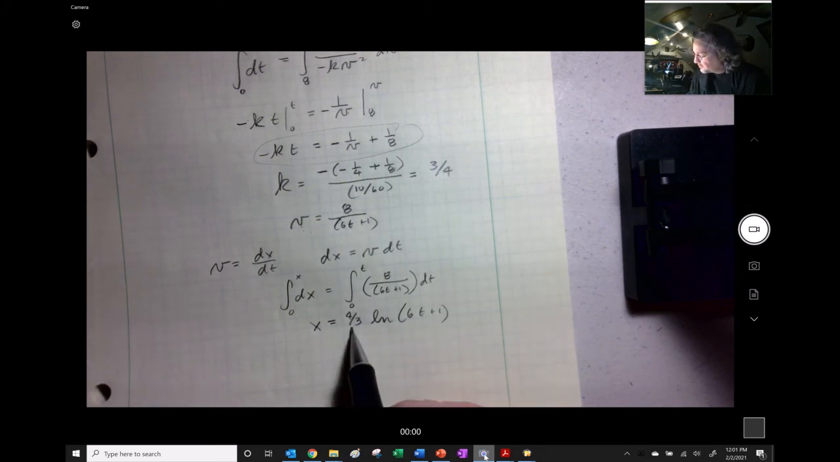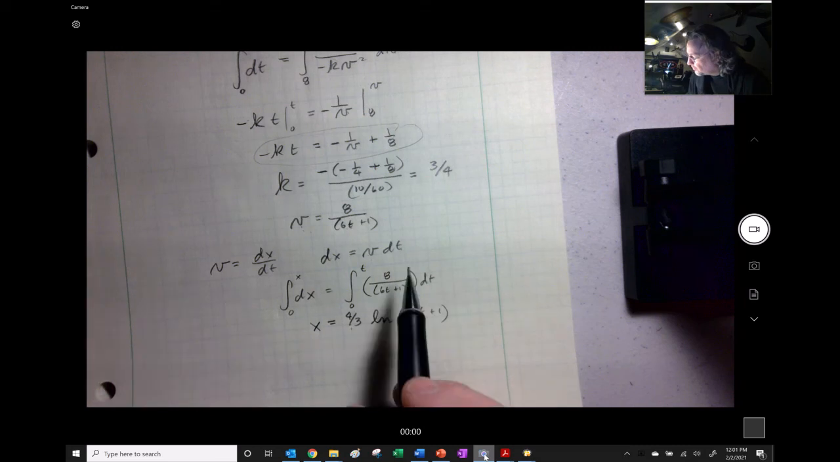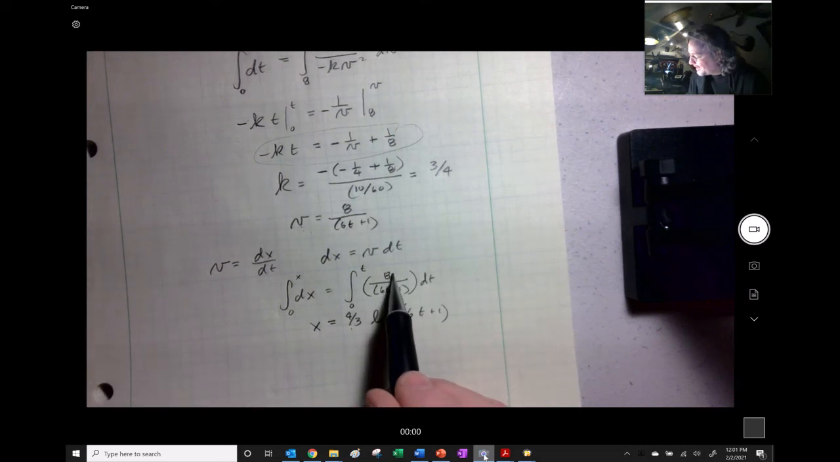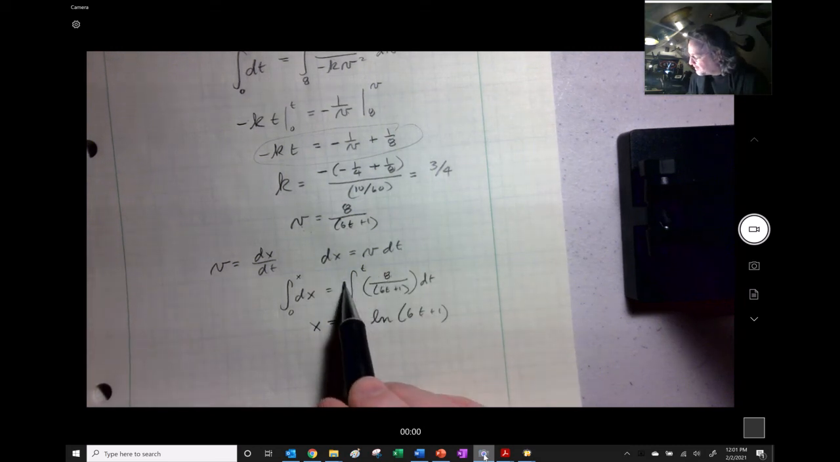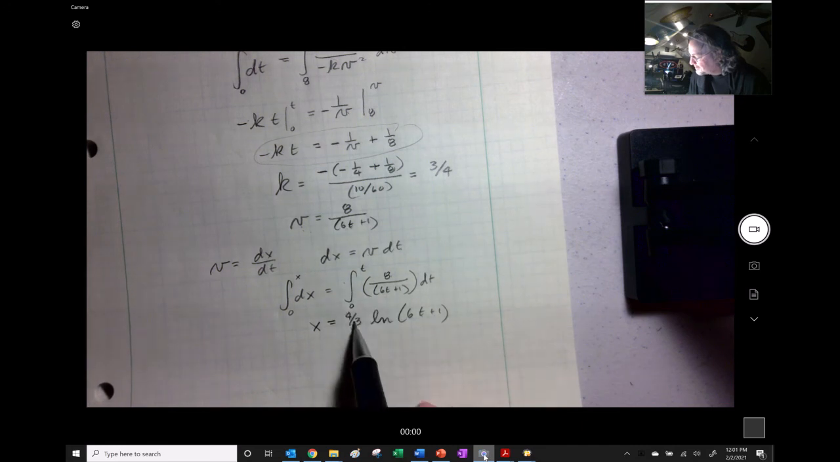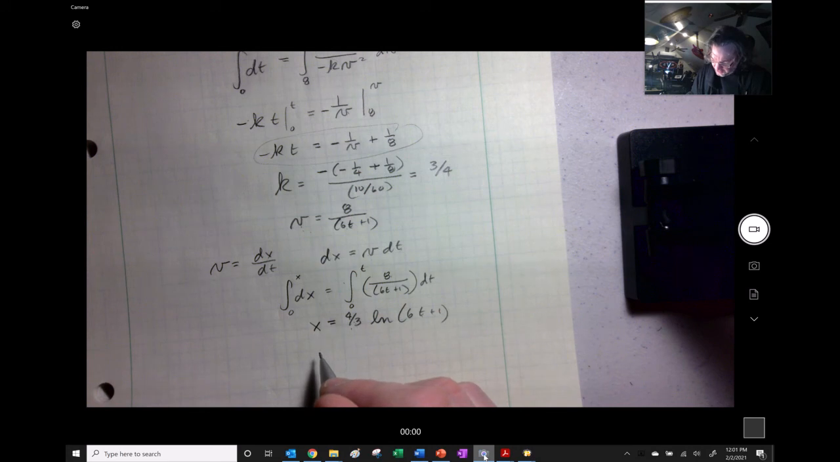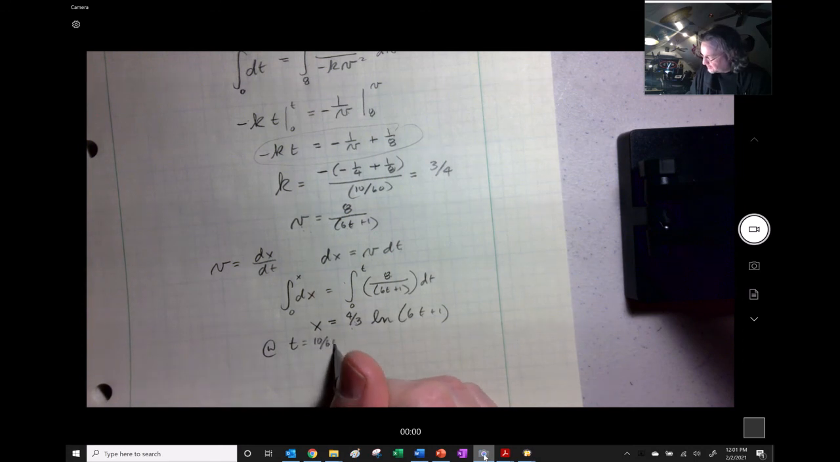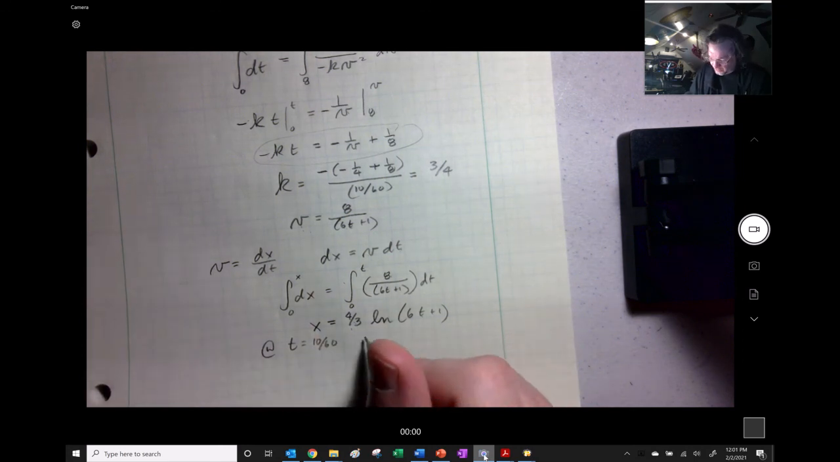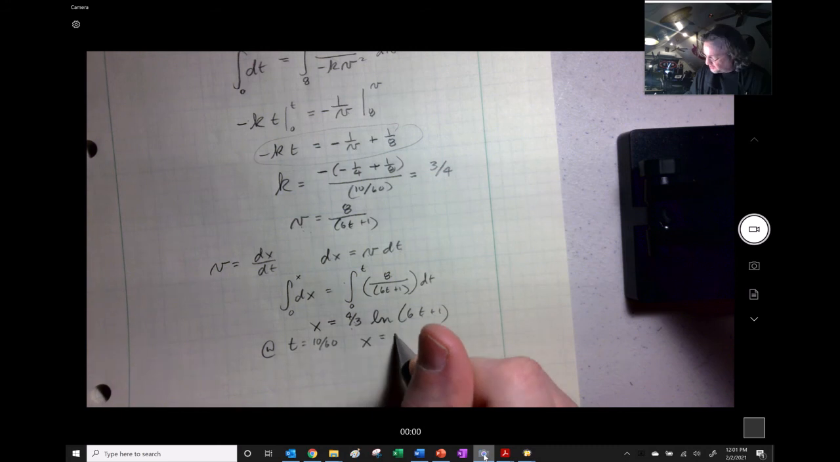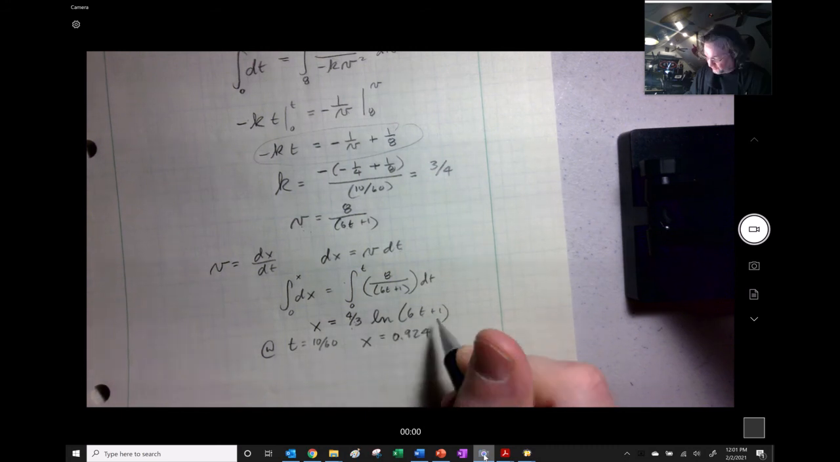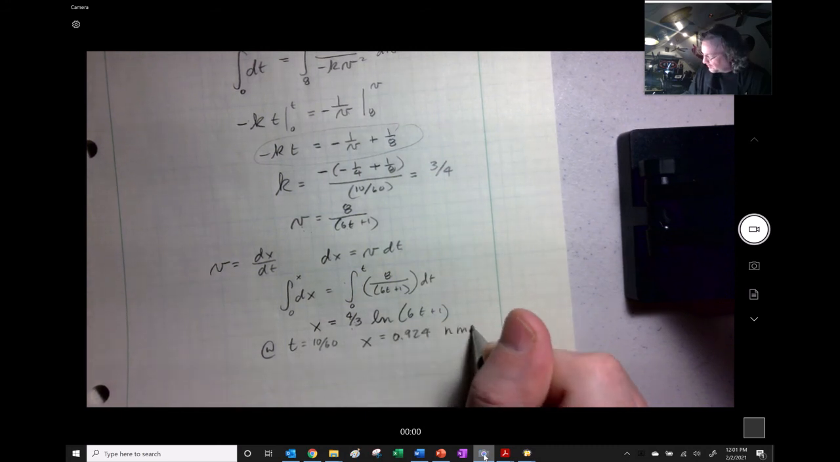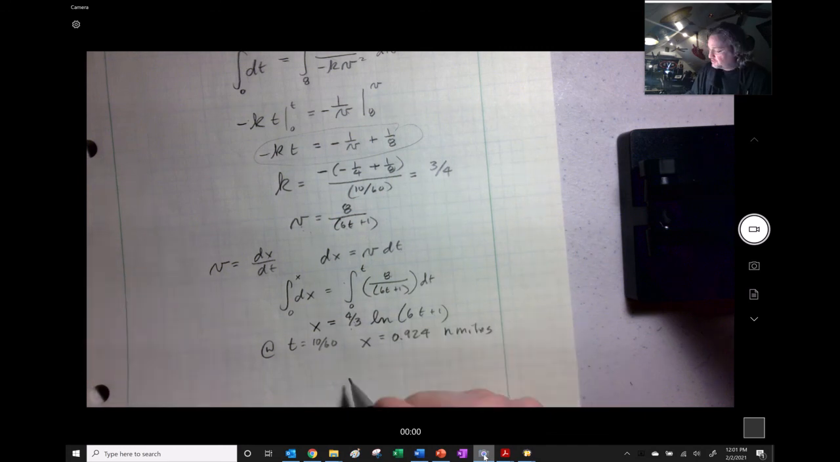Although that 4/3 has me just a little bit, okay, because it's the 8, right? So that 8 needs to come out to the side right here, and we divide by 6. That's why that's 4/3. Okay. So there's our answer right in here. We could go at t is equal to 10/60th hours. At that time, we can find that the position is 0.924 nautical miles. And so that's the answer.